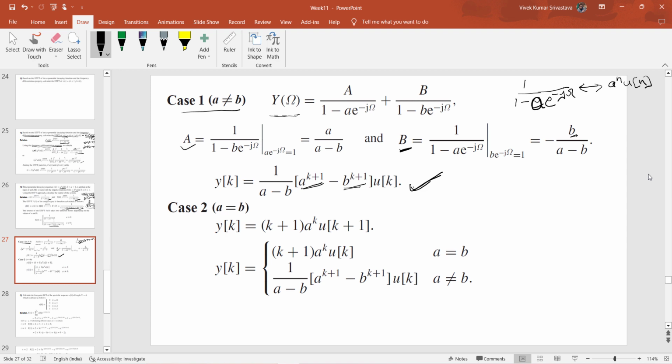Similarly you can solve the response where a is equal to b. I am leaving this exercise for you, you can evaluate this by yourself. Once you evaluate, y of k will come as k plus 1 into a raised to the power k u of k plus 1. So the final value of y of k when a is equal to b is defined like this, whereas when a is not equal to b, the final value of y of k will be defined by this expression.